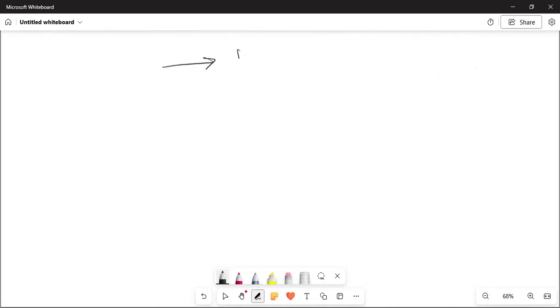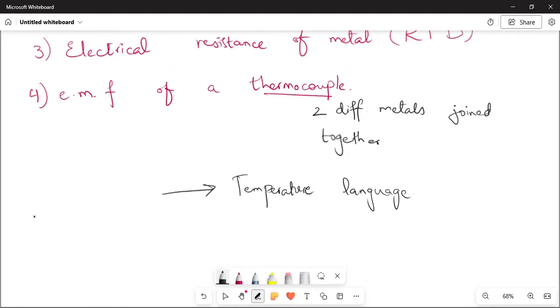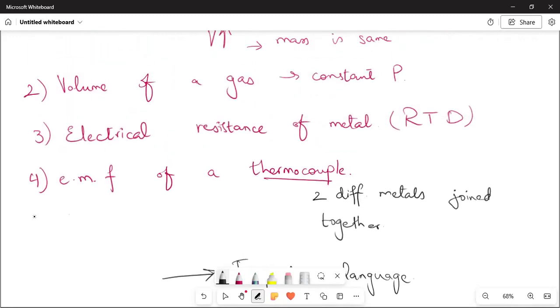Now, all of these were different thermometric properties, but as I was telling you, these thermometric properties have to be changed into temperature language. Temperature language means that you should be able to talk about them, and define them, in terms of temperature. So different thermometers use different thermometric properties. A mercury thermometer uses expansion of a liquid, as I was already telling you. An RTD uses resistance.